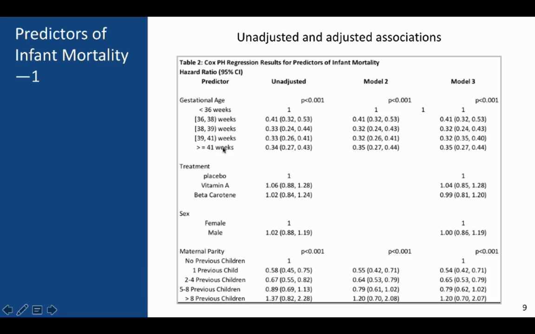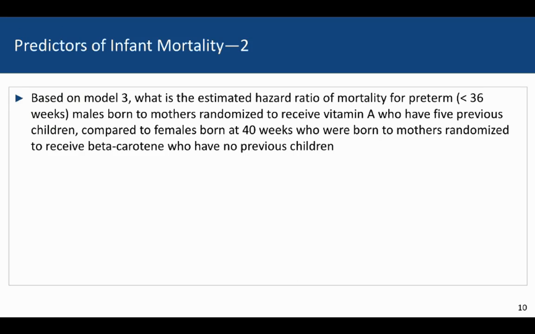So let's refer to Model 3 here, where we had gestational age, treatment, sex, and maternal parity. Let's use those results to estimate the hazard ratio of mortality for preterm male children born to mothers randomized to receive vitamin A who had 5 previous children, compared to female children born at 40 weeks to mothers randomized to receive beta-carotene who have no previous children.